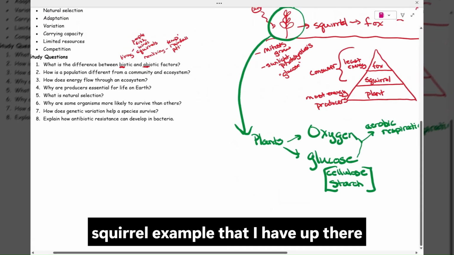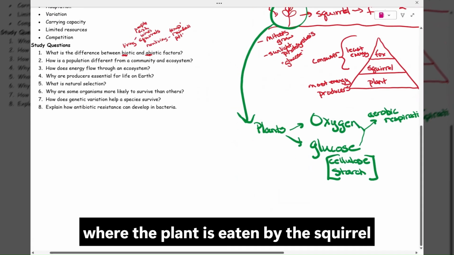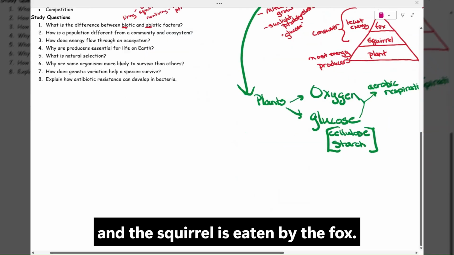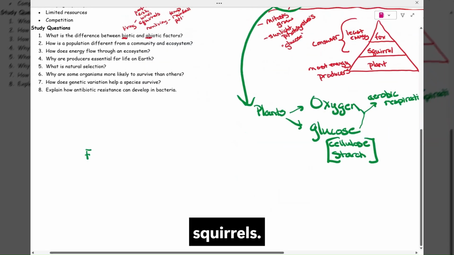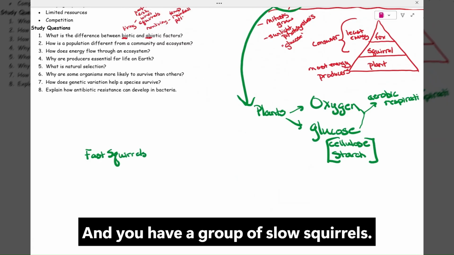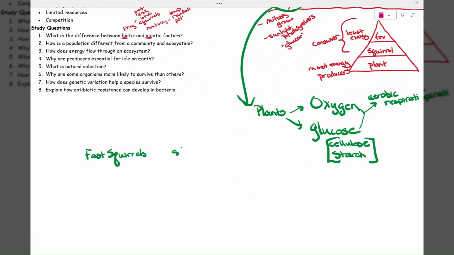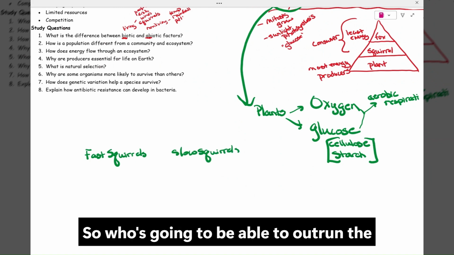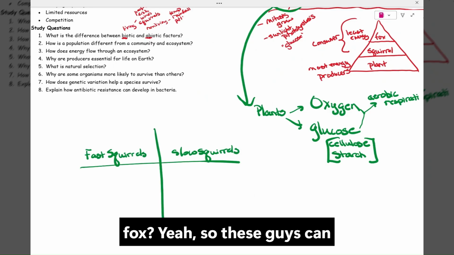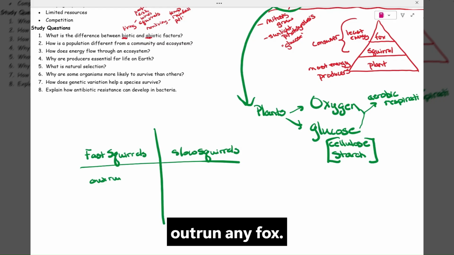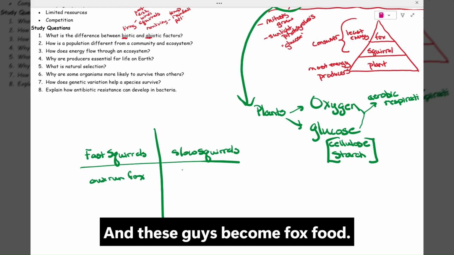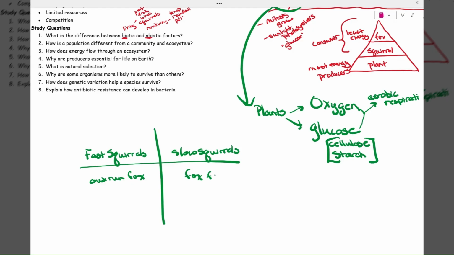If we go back to our squirrel example that I have up there, where the plant is eaten by the squirrel and the squirrel is eaten by the fox, what if you have a group of fast squirrels and you have a group of slow squirrels? Right? So who's going to be able to outrun the fox? Yeah, so these guys can outrun any fox, and these guys become fox food. All right, so these guys are gone.